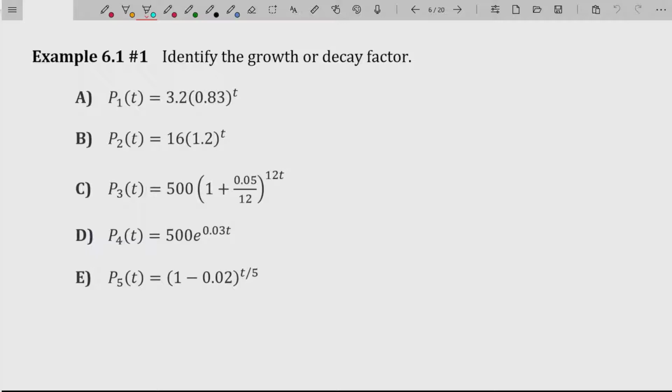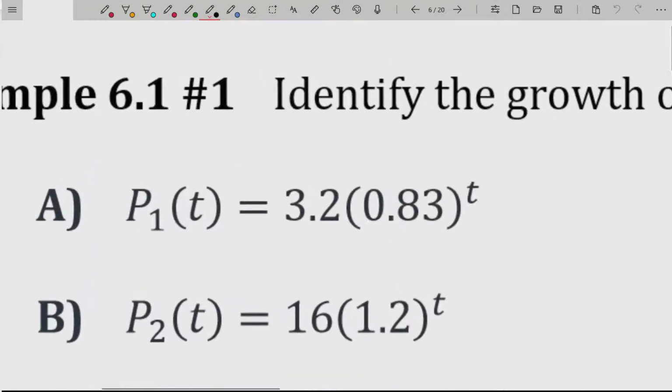Now, it's been a while since we've had an example, and that's on purpose because most of this is review, but it's good to have a slew of examples right from the get-go here. So identify the growth or decay factor. Not only are we going to identify it, but we're going to state whether it's a growth or a decay factor. So let's look at this first exponential function.